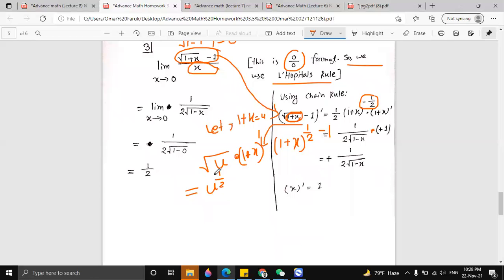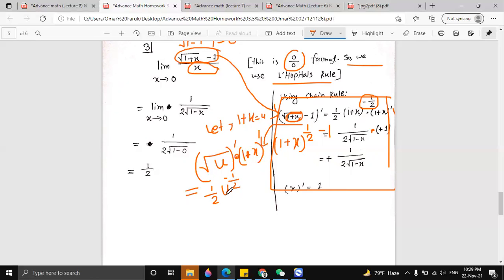Root over u is u to the power half, and now if we want to find the derivative of root over u, it will be half u to the power half minus 1. That will be minus half. So it will be u to the power minus half, right? I'm showing you the same step here, just explaining how we use the chain rule.